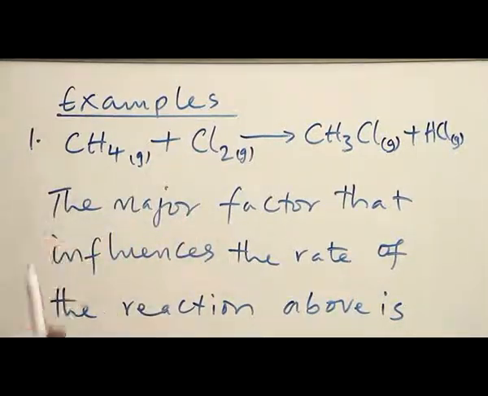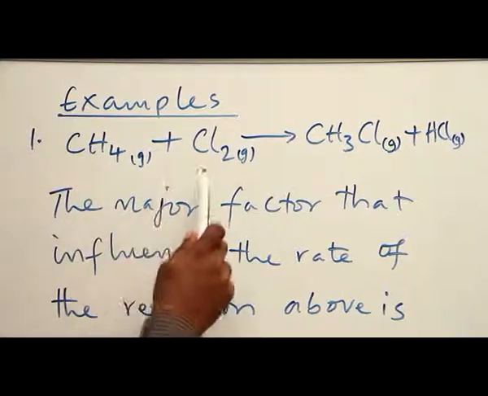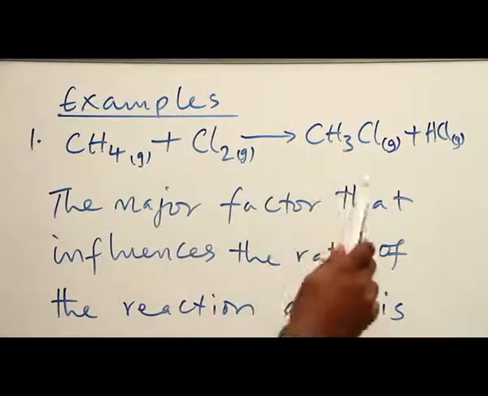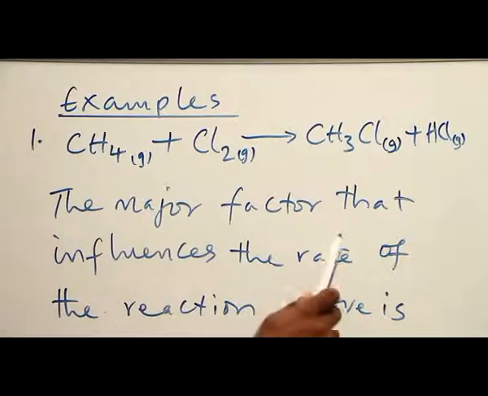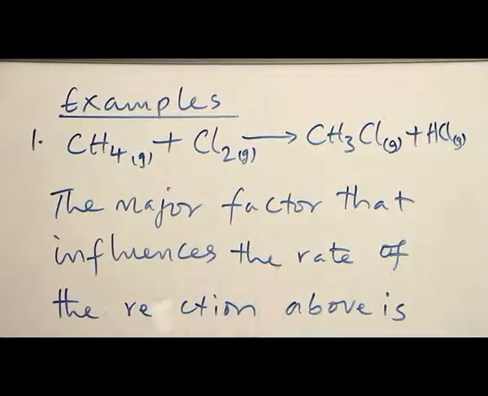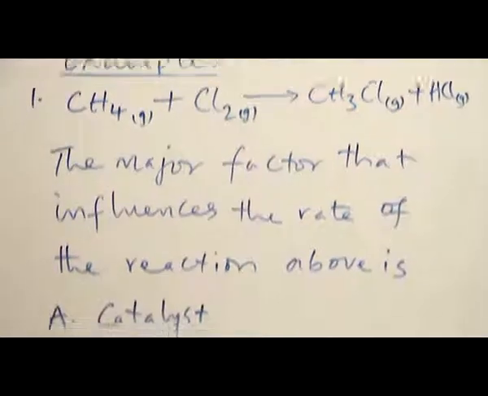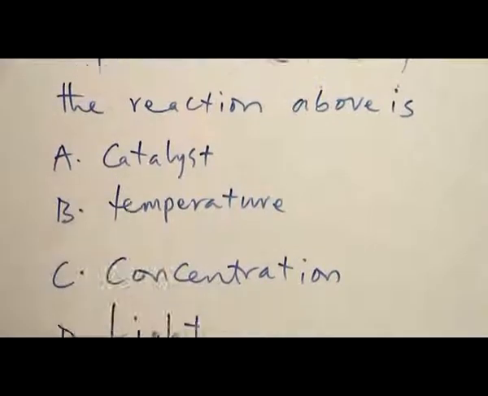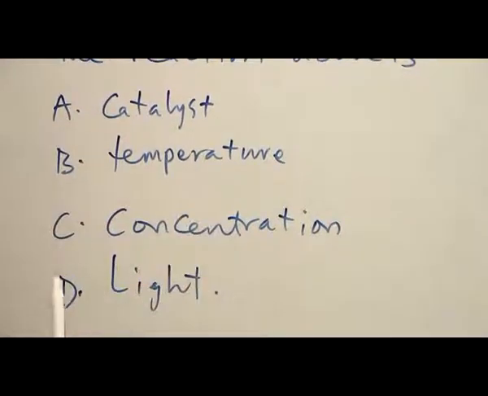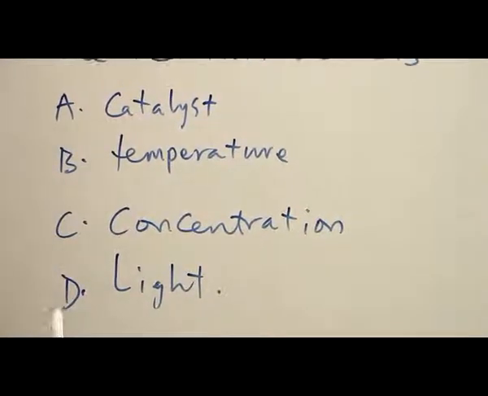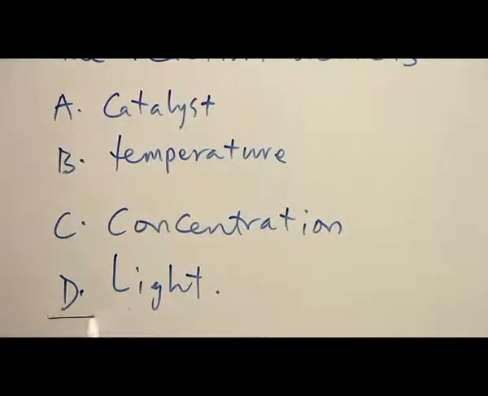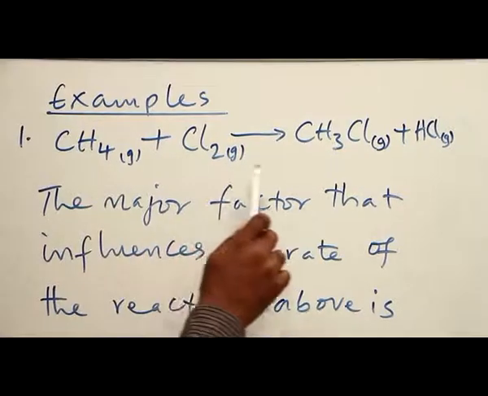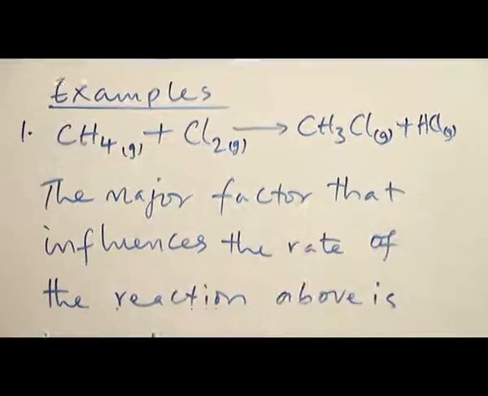Examples. Number 1, methane plus chlorine giving chloromethane plus hydrogen chloride gas. The major factor that influences the rate of the reaction above is A. Catalyst, B. Temperature, C. Concentration, D. Light. The correct answer is option D, light, because this reaction is a photochemical reaction.